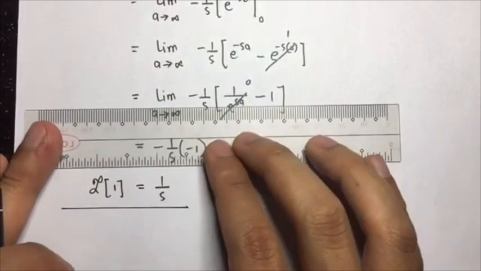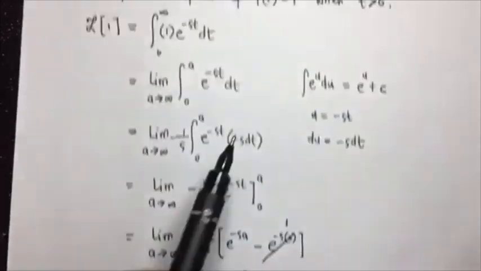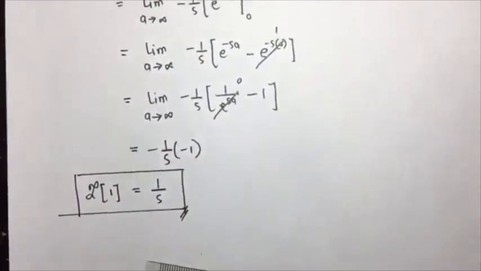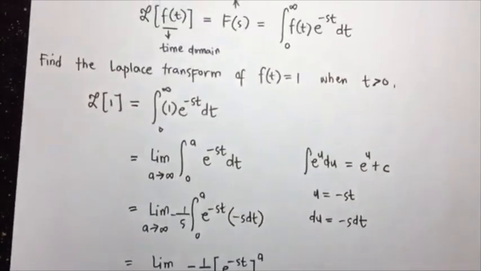Okay, so this is now the Laplace transform of 1. In the time domain, its value is 1. In the s domain, its value is 1 over s. Okay, so let's have another simple example.